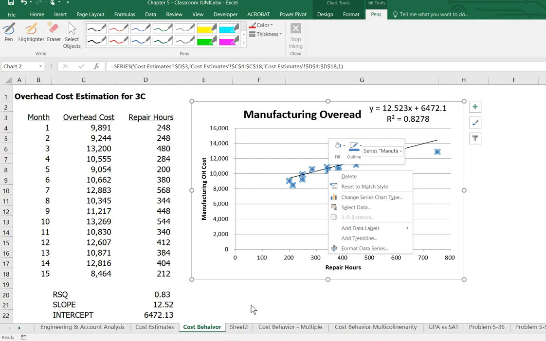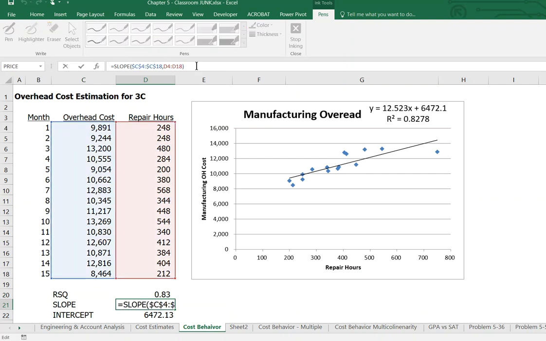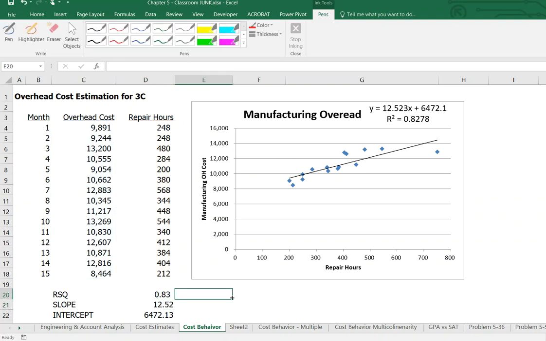Alternatively, we could use Excel's function, R-square, slope, and intercept. For instance, on our slope function, we basically wanted to estimate our overhead cost, which was our dependent variable, using repair hours, our independent variable. Of course, both methods give us the same results.